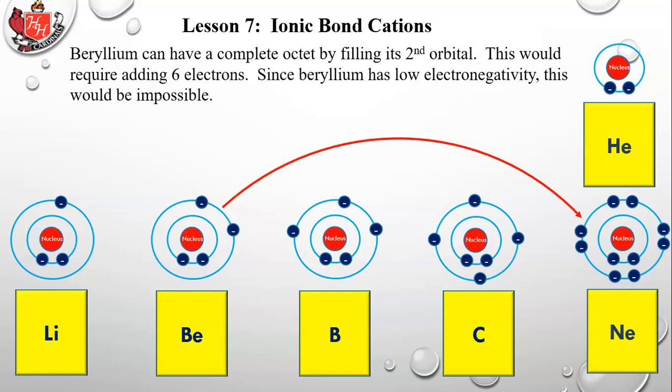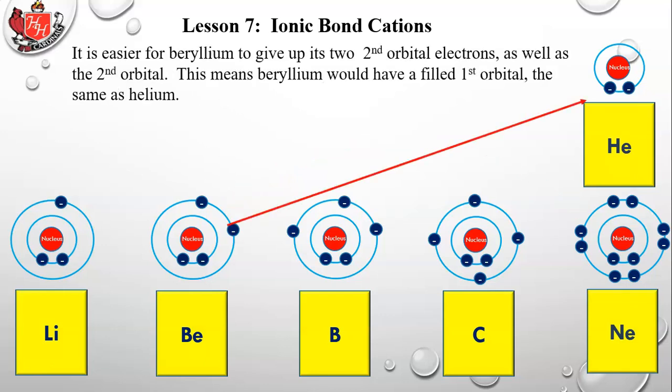Okay, beryllium. That's the element right next to lithium in the second row. It can have a complete octet by filling its second orbital. This would require adding 6 electrons. Since beryllium also has a low electronegativity, this would be impossible.